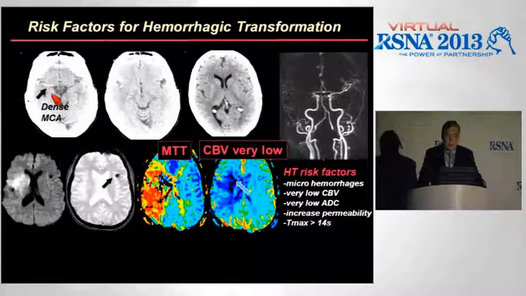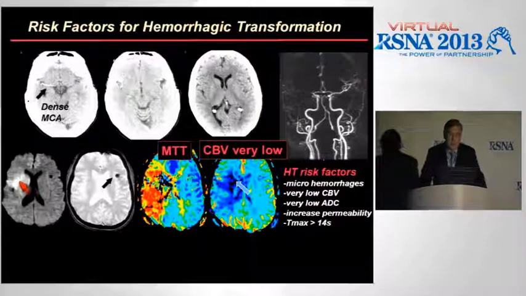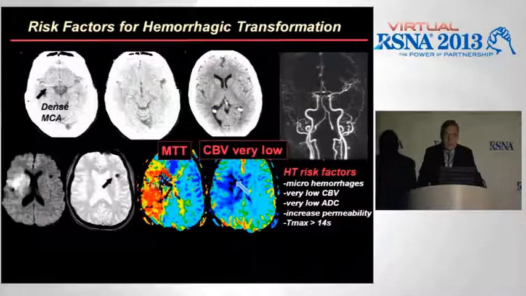And so here we can see a typical situation where there's a dense middle cerebral artery, some very subtle edema forming here in the insular cortex, some restricted diffusion on the diffusion-weighted images, and a microhemorrhage on the T2 star-weighted images. On the mean transit time, there's a large penumbra, but on the cerebral blood volume map, we can see there's an area of very low cerebral blood volume.